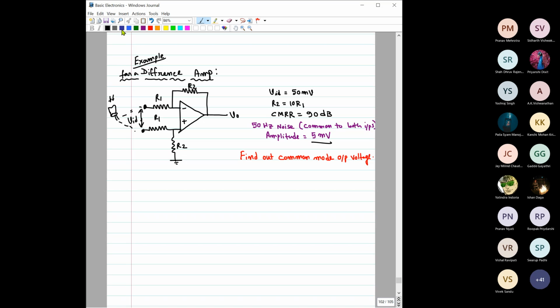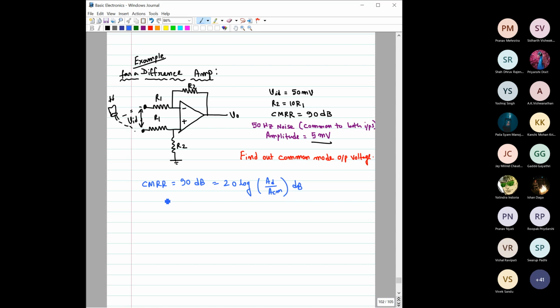So first thing is here, CMRR is given as 90 dB, right? So that means 90 dB, we know that CMRR is basically 20 log of AD by ACM. Here AD is positive and ACM is positive, so we are not considering the mod sign here. So it is 20 log of these two, right? This is in dB, and this is also in dB.